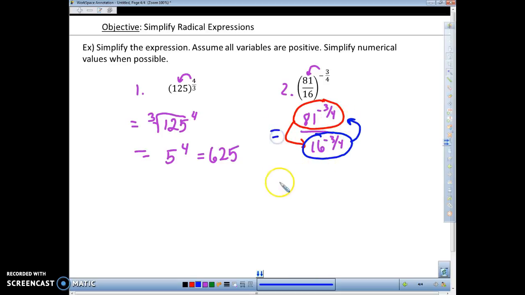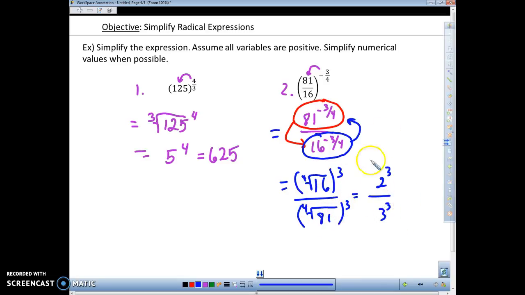So let me rewrite this now, and now I have the 4th root of 16 to the 3rd power, divided by the 4th root of 81 raised to the 3rd power. So the 4th root of 16 is 2. The 4th root of 81 is 3. And I have those raised to the 3rd power. So this ends up being 2 cubed is 8. 3 cubed is 27. And that is my answer here.